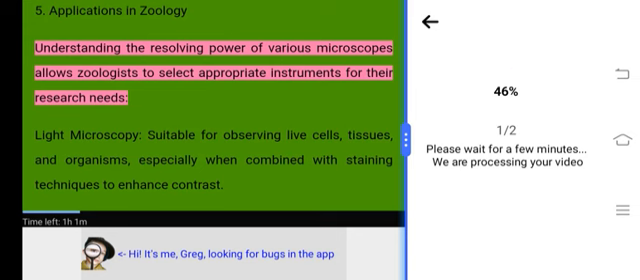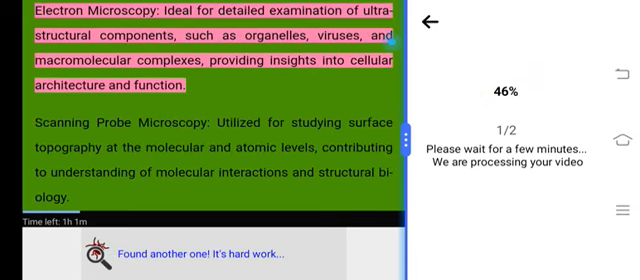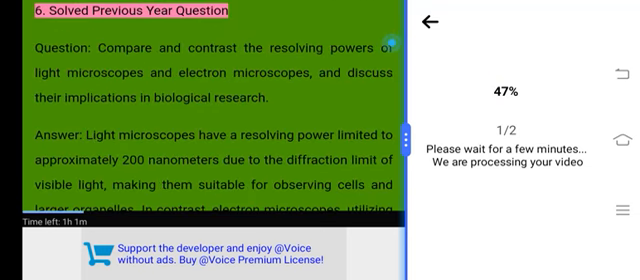5. Applications in zoology. Understanding the resolving power of various microscopes allows zoologists to select appropriate instruments for their research needs. Light microscopy, suitable for observing live cells, tissues, and organisms, especially when combined with staining techniques to enhance contrast. Electron microscopy, ideal for detailed examination of ultrastructural components, such as organelles, viruses, and macromolecular complexes, providing insights into cellular architecture and function. Scanning probe microscopy, utilized for studying surface topography at the molecular and atomic levels, contributing to understanding of molecular interactions and structural biology.